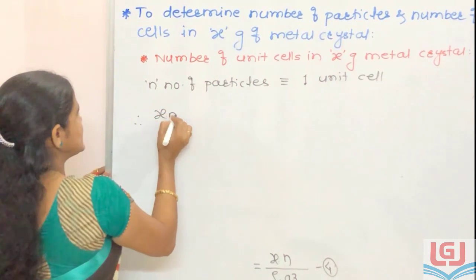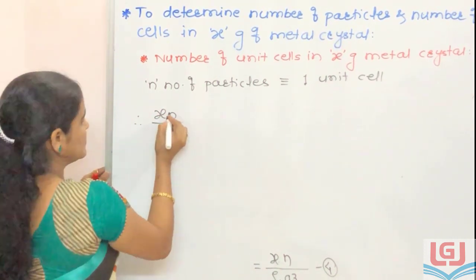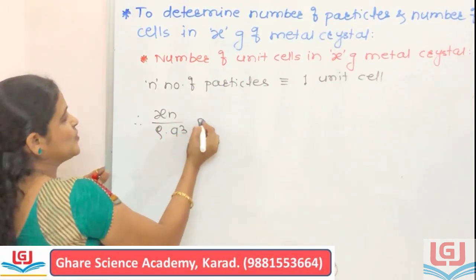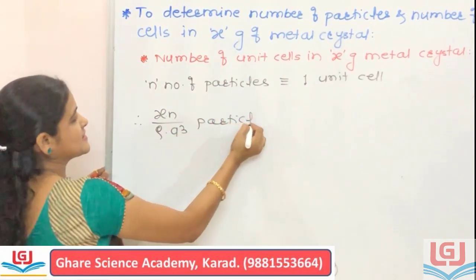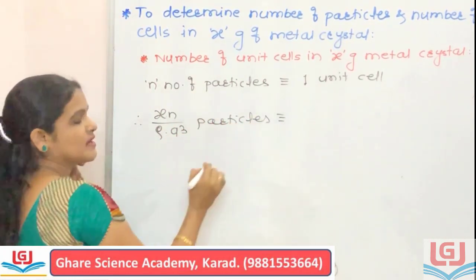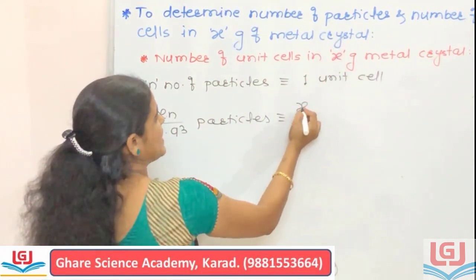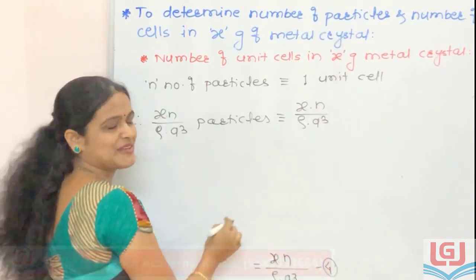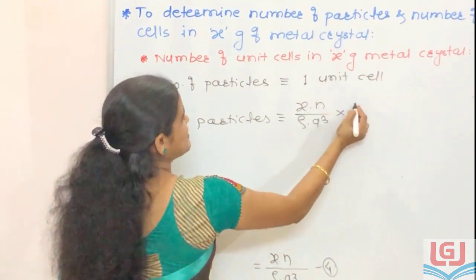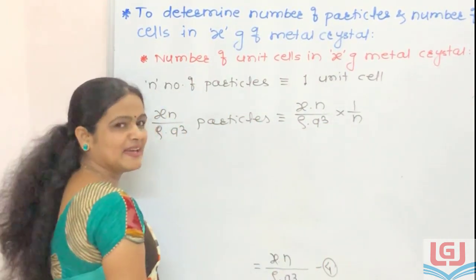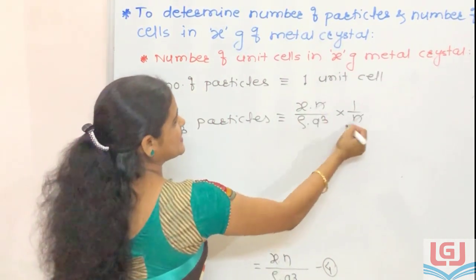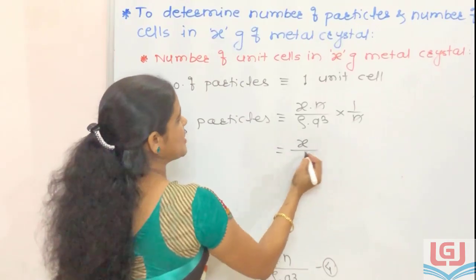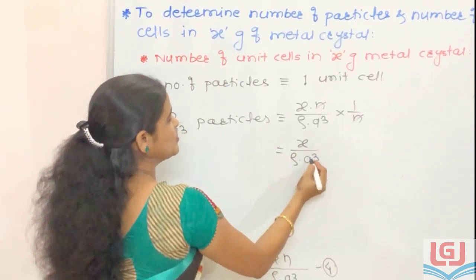Therefore, x n upon rho into a cube particles correspond to x into n upon rho into a cube multiplied by 1 upon n. Here n is cancelled, so it is equal to x upon rho into a cube.